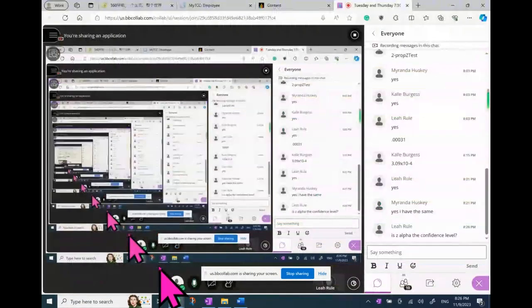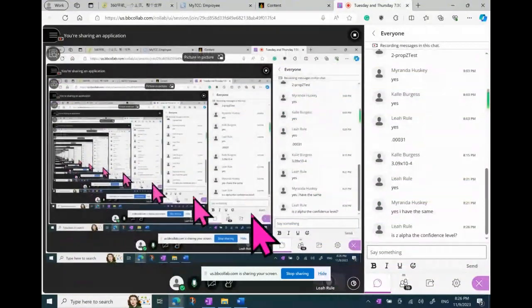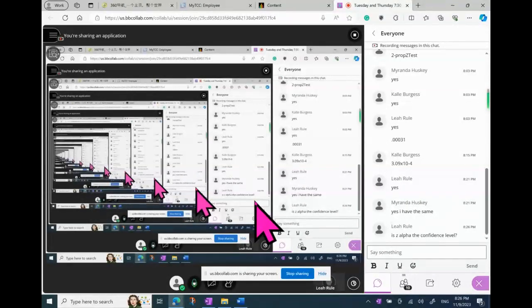As I said, if you had a good foundation for chapter 8, is Z alpha the confidence level? No. Confidence level is 1 minus alpha. Very different. Confidence level is 1 minus alpha. So 1 minus alpha, the confidence level, is a percentage. Z alpha is a z-score, a value on the x-axis. Very, very different.